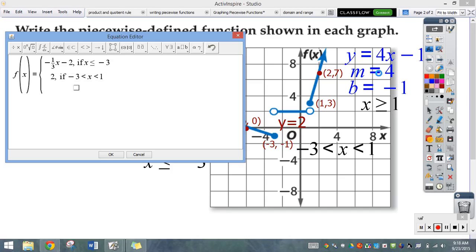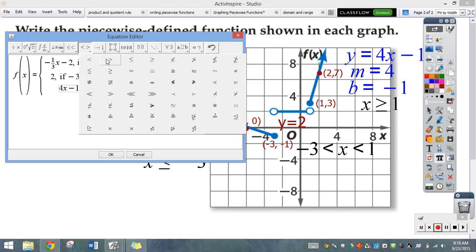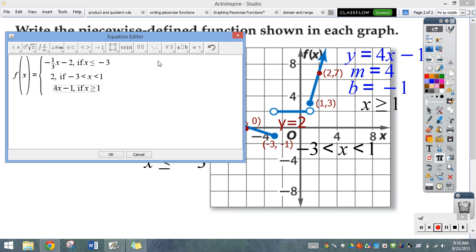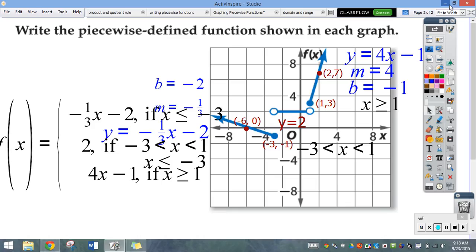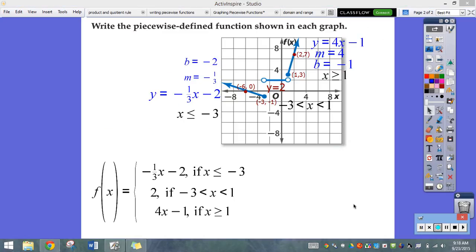And then my third piece, over here on the right, it's the equation y equals 4x minus 1. Drop the y equals, so just 4x minus 1, comma, if. And then include my domain, which this time is x is greater than or equal to 1. And so once I've got that all typed out, then I now have my piecewise defined function for this graph.